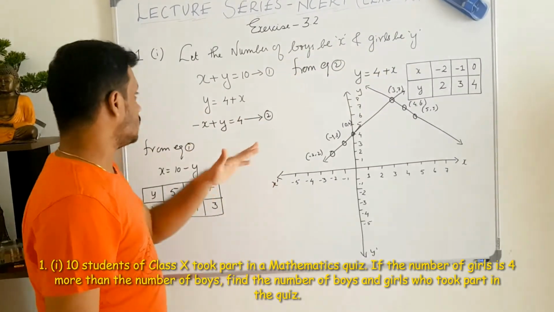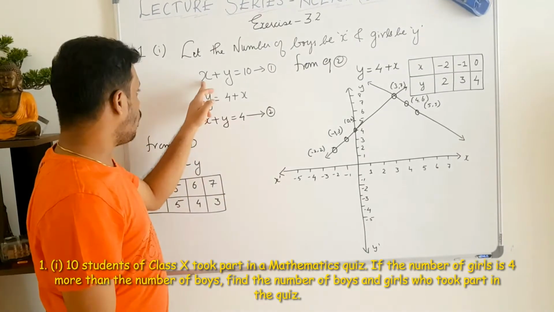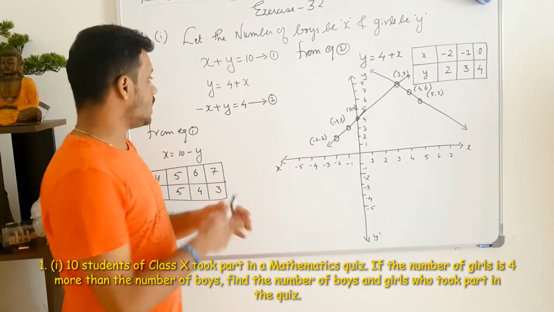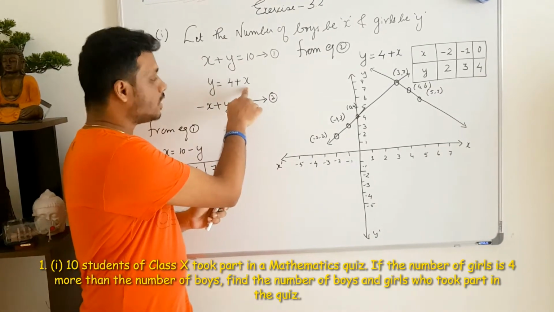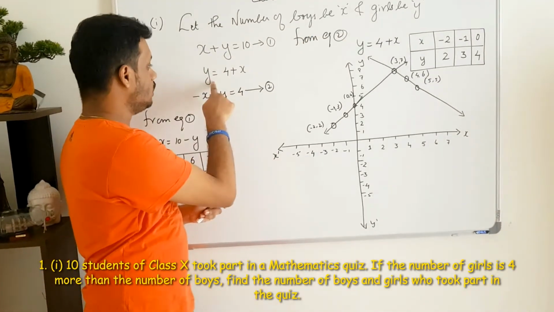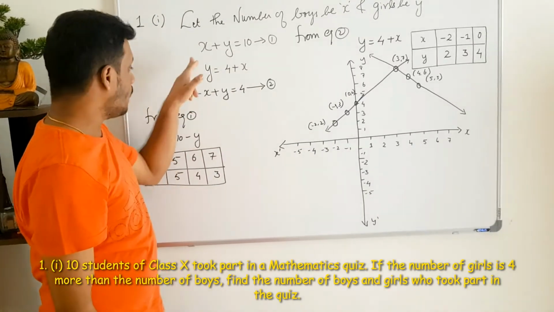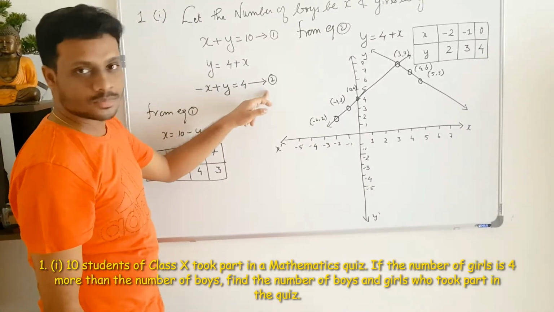So according to the question, totally there are 10 students. So boys plus girls will be 10. So this forms your first equation. Then they say girls are 4 more than the boys. So girls I have taken as y. So y is equal to 4 plus x. When I rearrange this equation to standard form, I get minus x plus y is equal to 4. This is my second equation.